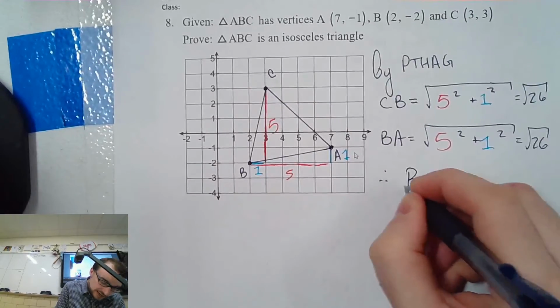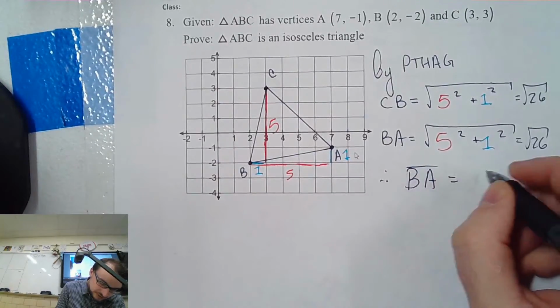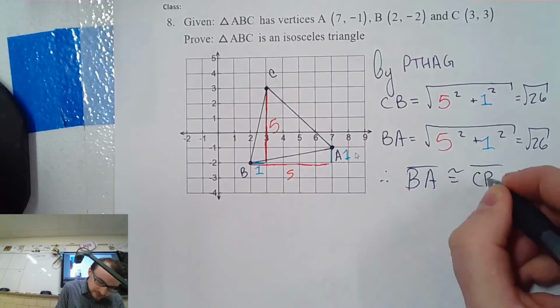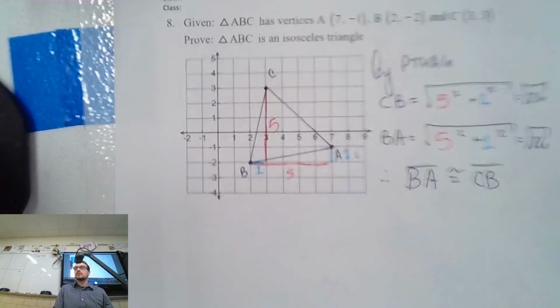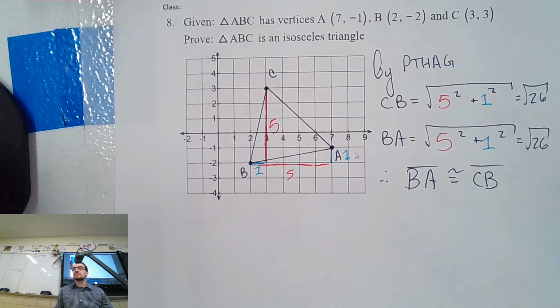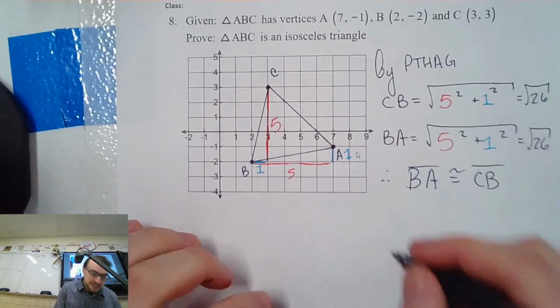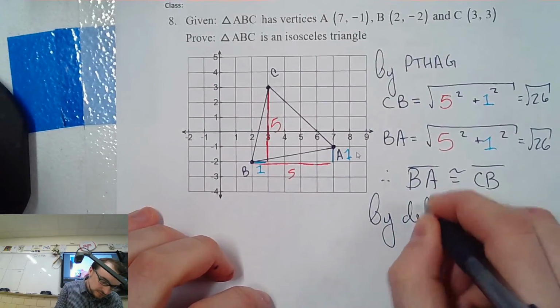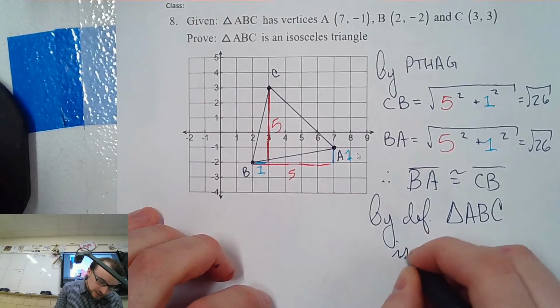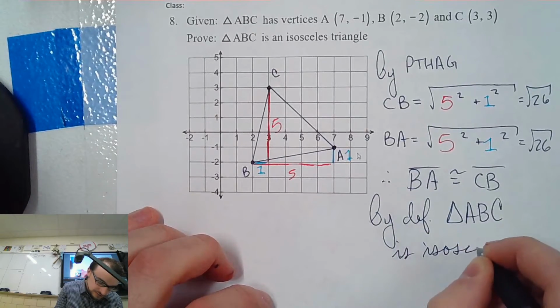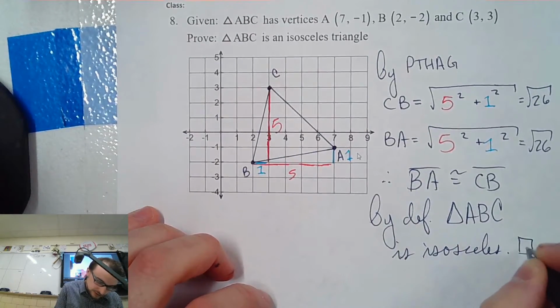Therefore, BA is congruent to CB, right? And if that's true, do I have an isosceles triangle? Yeah, two sides are the same, BA and CB. So by definition, triangle ABC is isosceles. Done.